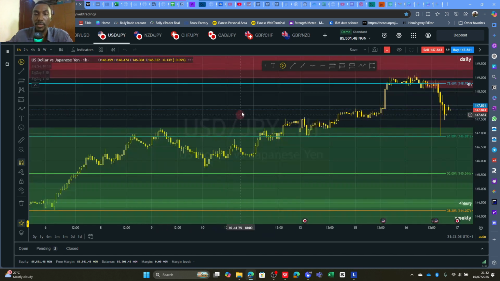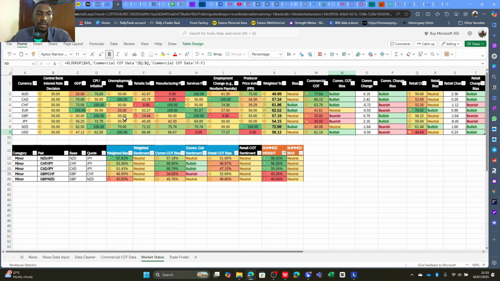Now, looking at the US dollar against the Japanese yen, let's take a good look at what is happening here. Now, we can see that both of them are not so far away from each other. In other words, this market is quite neutral. The only power we're seeing here is that the COT data tells us the commercial traders are likely going more for the dollar and seriously dumping the yen.